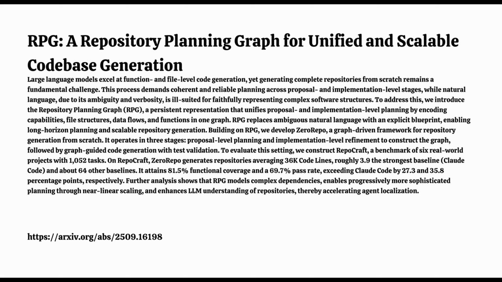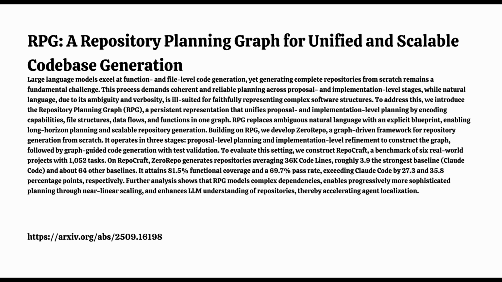Today we're looking at something pretty fundamental in AI coding. Large language models are great at spitting out functions, maybe even a single file. But getting them to generate a whole complex software repository from scratch, that's the big hurdle right now. It really is. If you tried asking an LLM to, say, build a complete data analysis library, you hit this wall. There's just this huge gap between that high-level request and the messy reality of thousands of lines of code, all tangled up with dependencies.